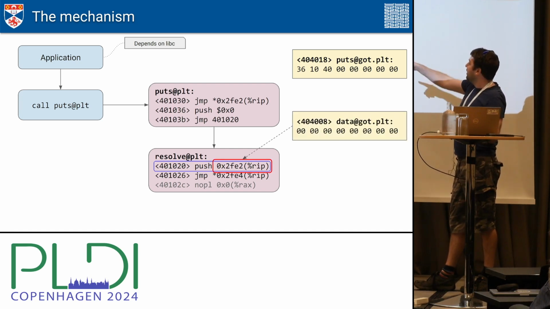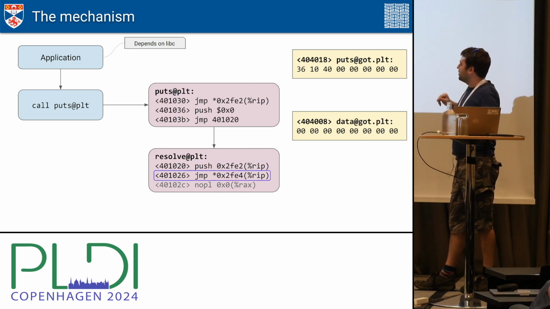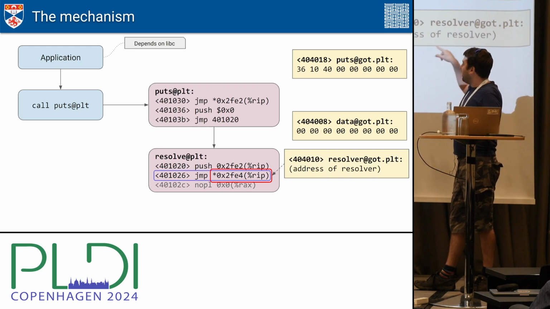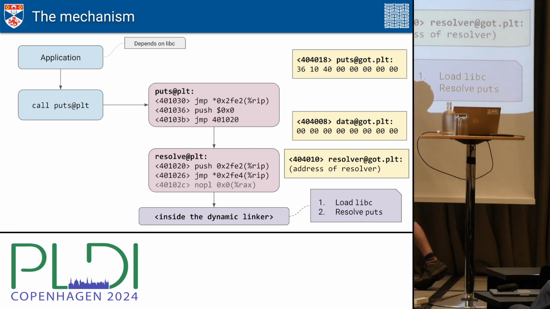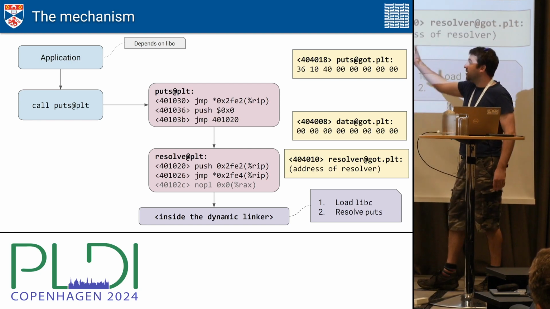So the resolver then does this. It gets some data out of the data section. Not too interesting here, but at this point here, we actually go inside the dynamic linker. Okay, so we've gone into this resolver stub code here, and we've entered the dynamic linker, and the dynamic linker loads the dependent shared libraries.